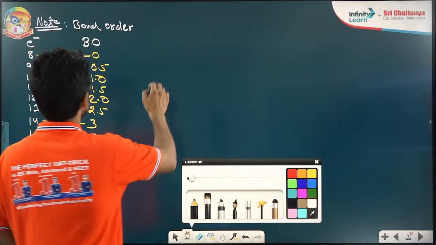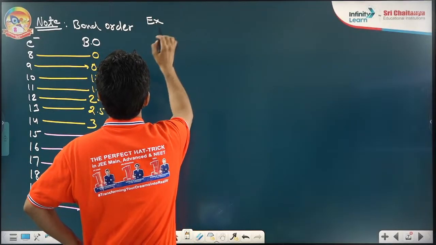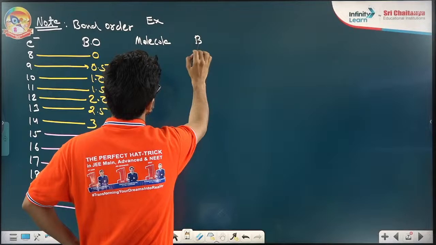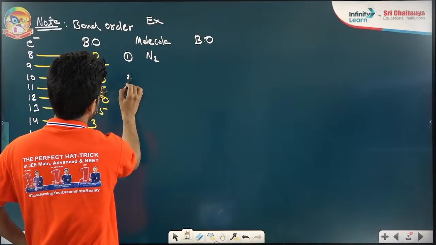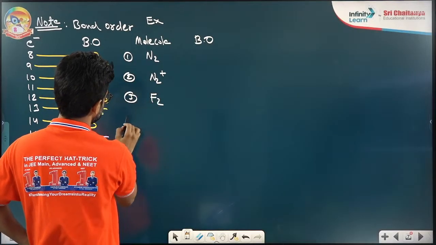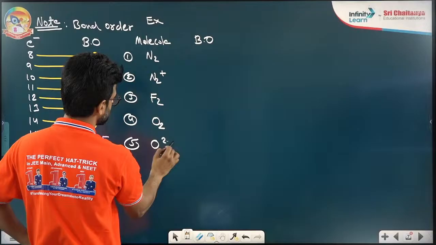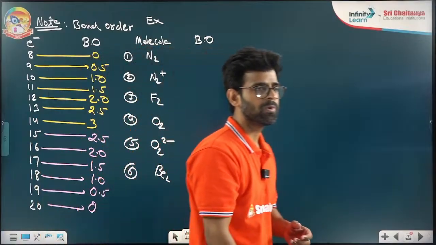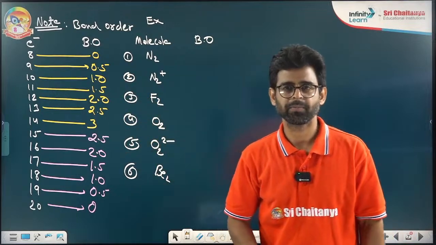Like, for example, please tell me the bond order here. I'm writing the molecules. Imagine N2, then N2 plus, then F2, and O2, and O2 2 negative, and here Be2. Please tell me the bond order of all of these using this trick. Fast, fast.